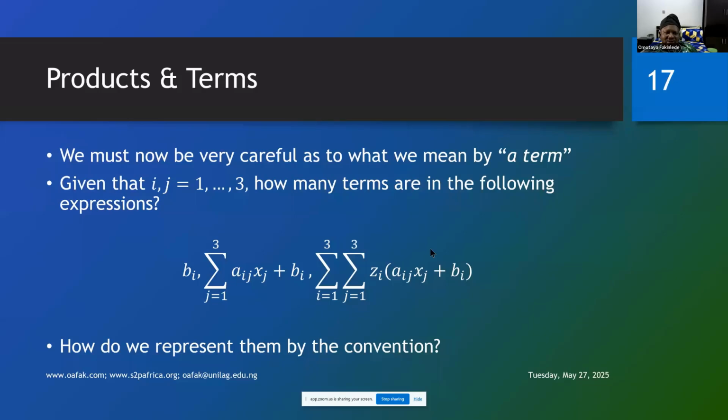The products and terms. We must be very careful what we mean by a term. We checked this last week, and I decided to attack something that looked very simple to me, but it turns out to be controversial, because at the end of the day, one student challenged it, and by the time she challenged it, we worked it out, and I just said, let us not waste our time in the class because I wasn't getting it right in class. And I promised you I will give it to you after the class.